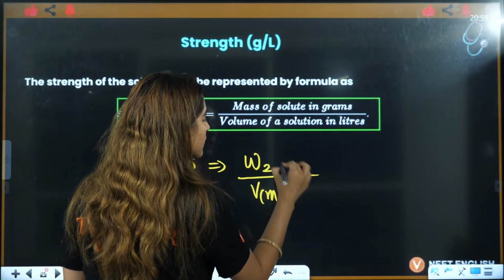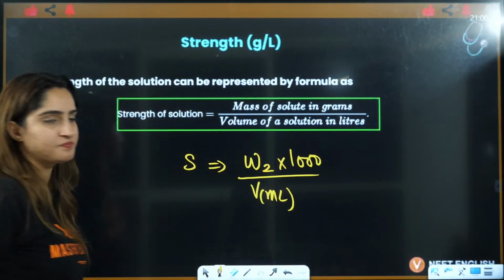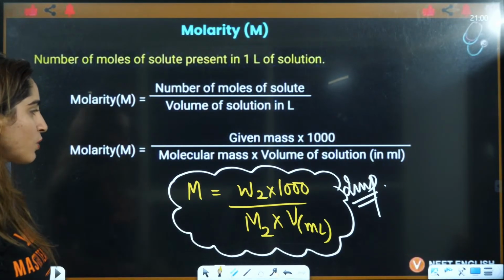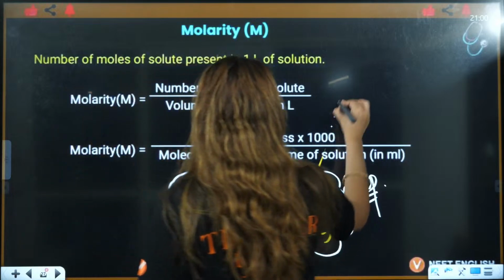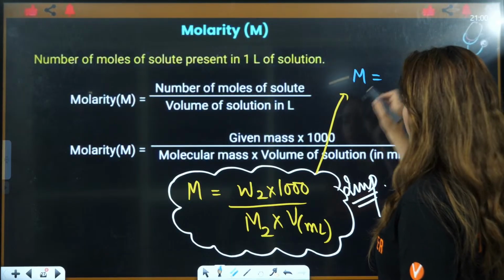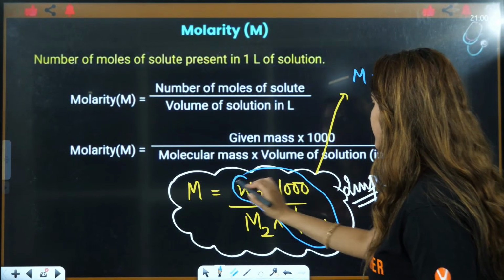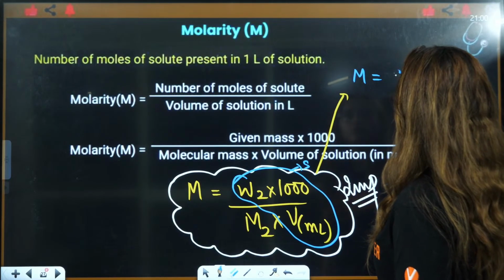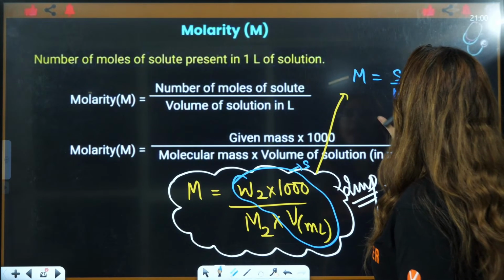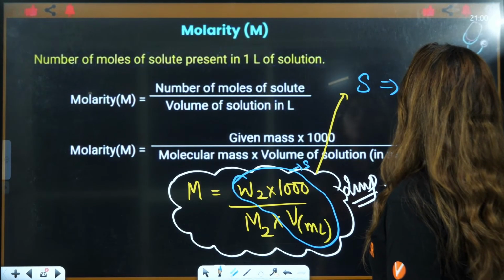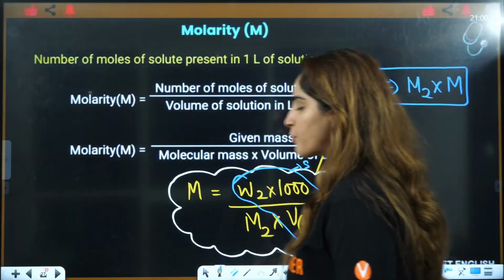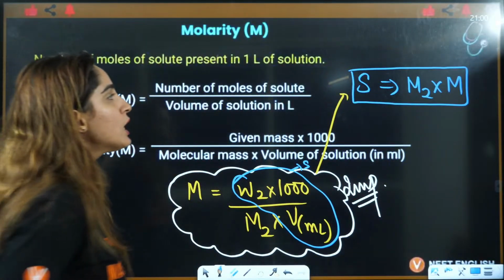If the volume is in milliliters, this will be multiplied by 1000, right? So if this is molarity, can I also convert it like this? Can I write that molarity is equal to strength divided by molar mass of solute? So can you also write that strength is equal to molar mass of solute multiplied by molarity? This also becomes a very, very important formula for you.